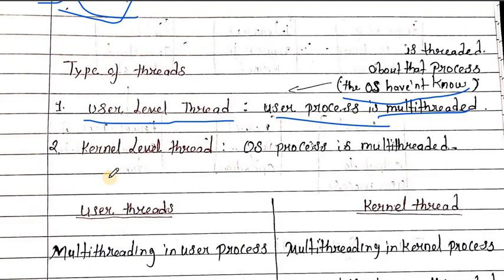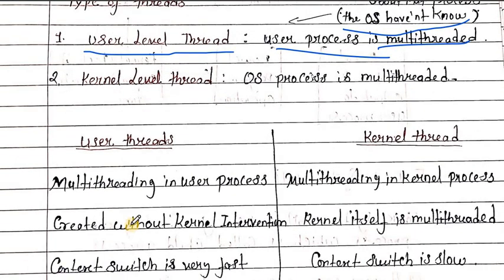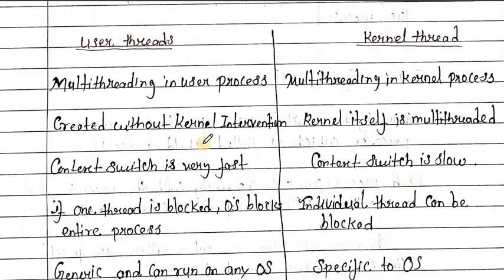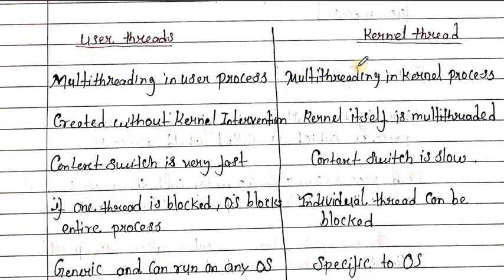Kernel level threads: in kernel level, the OS processes are multi-threaded, and the OS knows about that. Okay, so user threads and kernel threads.